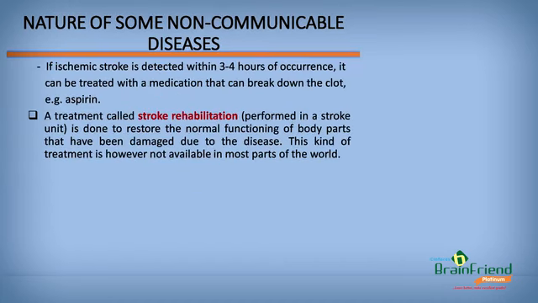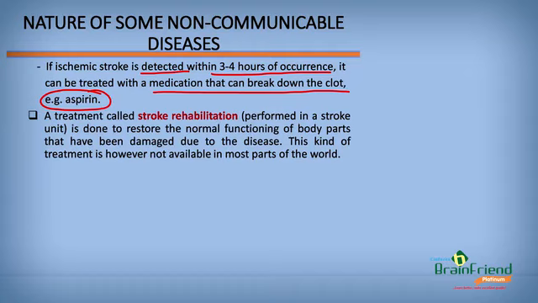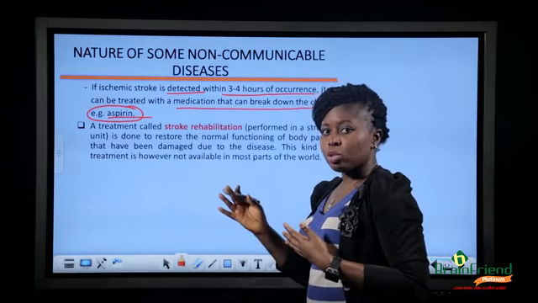Now, if ischemic stroke is detected within 3 to 4 hours of its occurrence, it can be treated with a medication that can break down the clot, for example, aspirin. Remember we said that ischemic stroke is a kind of stroke where there has been a blockage in the blood vessels so that blood cannot flow freely to the brain. So if that is what has been detected, aspirin is one medication that can help to break down that clot in the blood vessel to allow blood to flow.